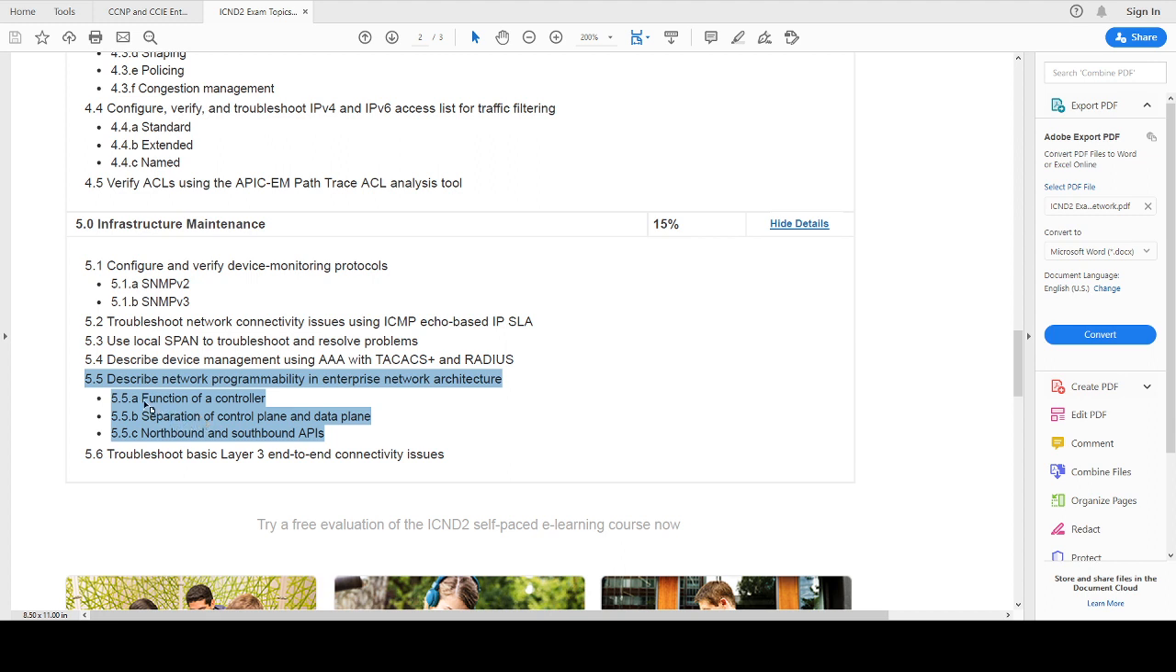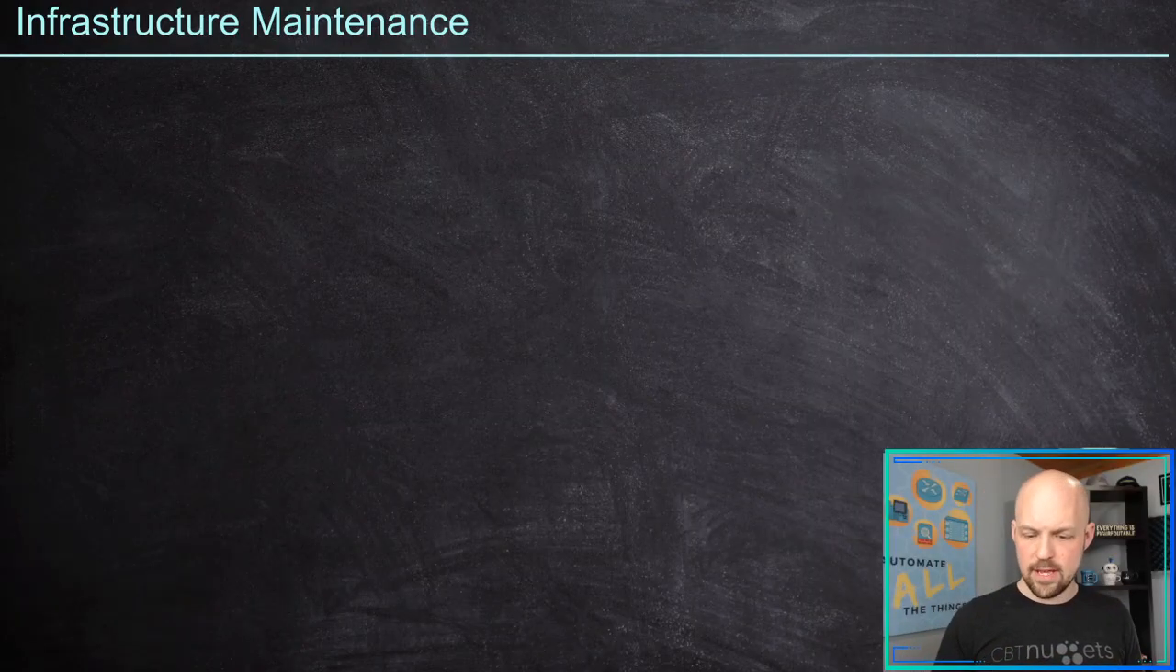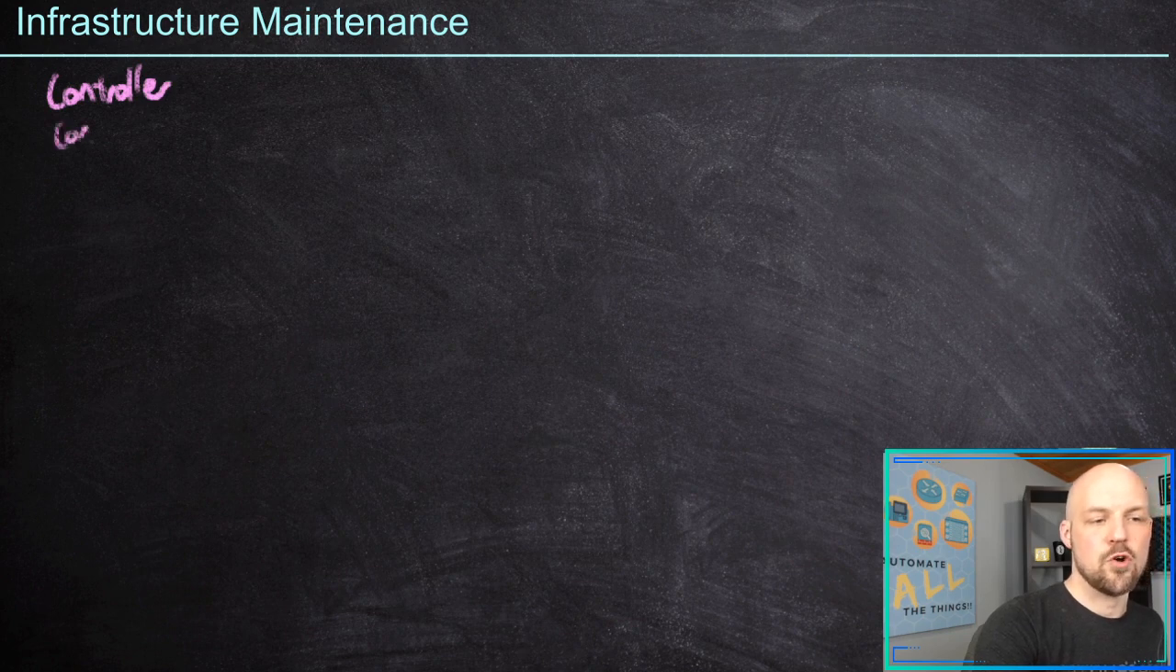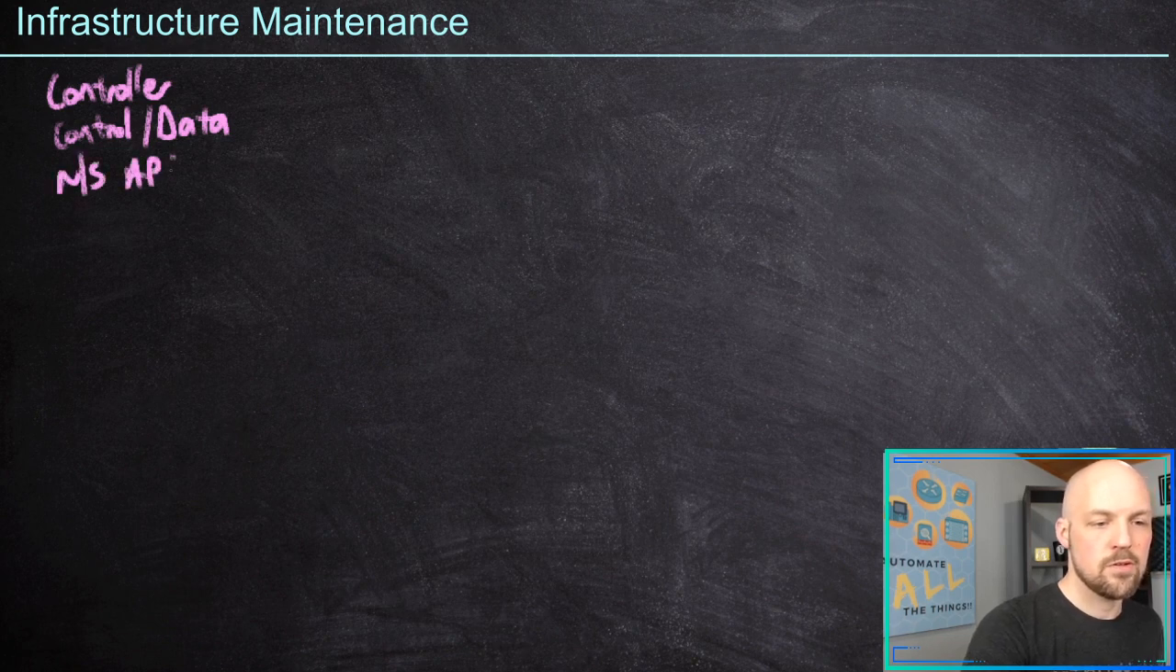That said, they want us to know three specific things. We're going to cover all of those here in quick succession. The function of a controller, the separation of control and data plane, northbound and southbound APIs. Okay? So that's all they want us to know. Let's dive into that. Let's write those down real quick so I remember them. Controller, control and data plane, and then the north and southbound APIs.